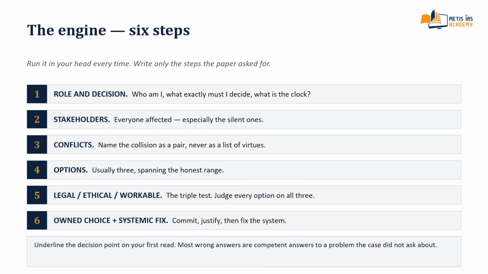Role and decision, then stakeholders, then conflicts, then options, then legal or ethical or workable, and owned choice plus systemic fix. So step 1: what is step 1 as far as case studies are concerned? Read for structure, not story.